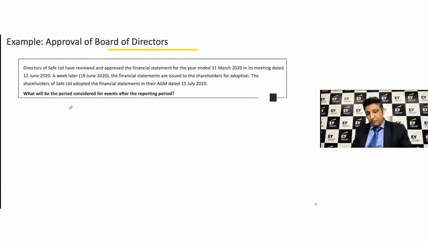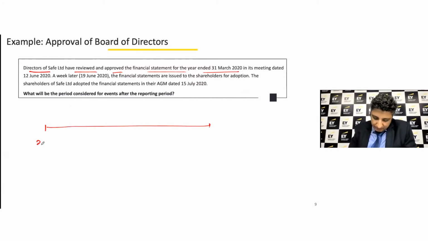It's an example where we would be able to connect with the understanding of what could be, for example, an event after the reporting period. It says that directors of Safe Limited have reviewed and approved the financial statements for the year end 31st of March 2020. So let's build the timeline again. I'm looking at 31st of March 20 as my reporting date. And it says directors have approved in the meeting dated 12th of June. So let's put this as 12th of June 20.